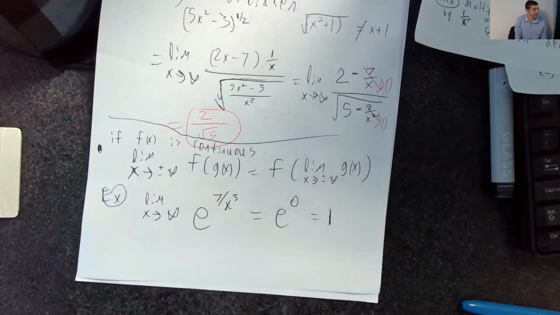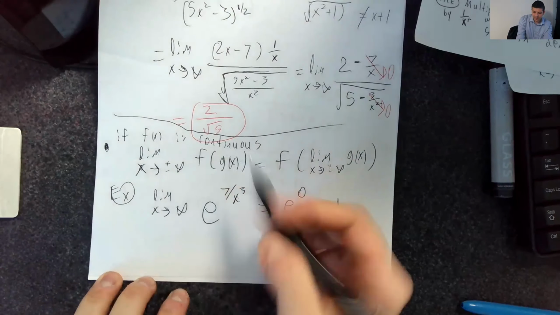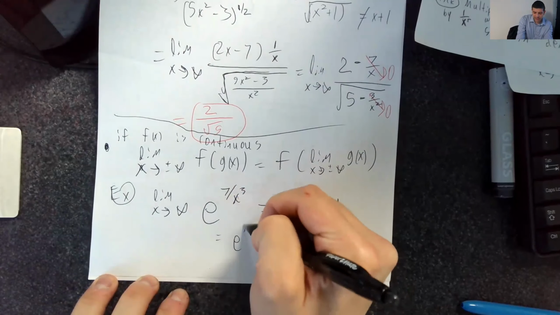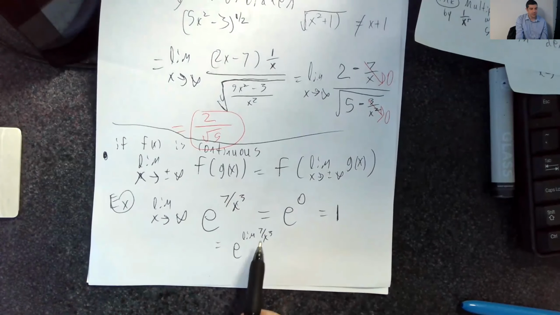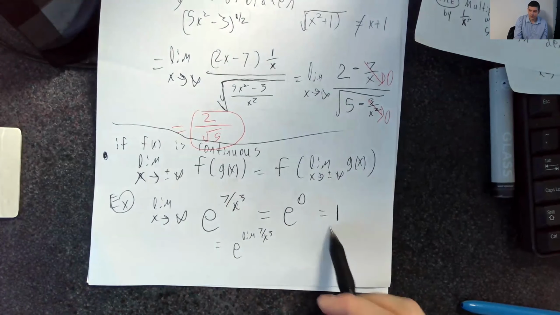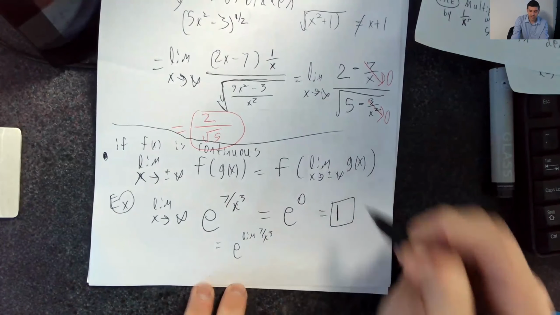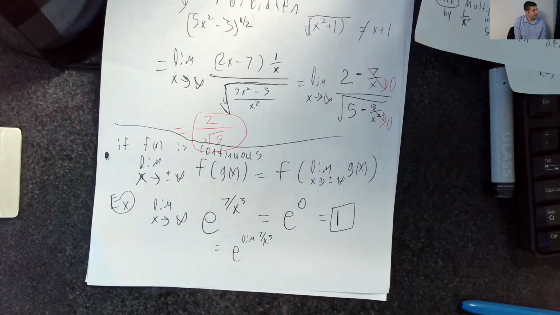Yeah, so do you guys see that? So if you see something weird with e's or ln's or sines, that's what they're trying to get you to do. Okay, it's doing the limit of the inside. So what we basically did is this is the limit of 7 over x cubed. That's the idea. So our final answer was 1.